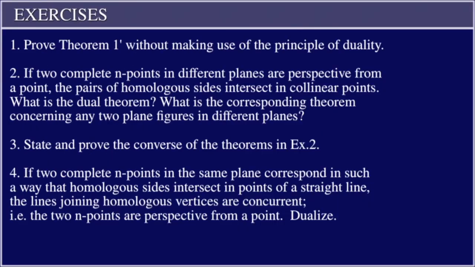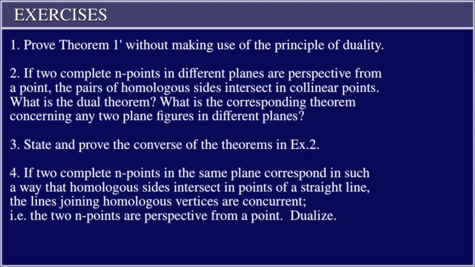Exercises. 1. Prove Theorem 1 prime without making use of the principle of duality. 2. If two complete n-points in different planes are perspective from a point, the pairs of homologous sides intersect in collinear points. What is the dual theorem? What is the corresponding theorem concerning any two plane figures in different planes? 3. State and prove the converse of the theorems in Exercise 2.